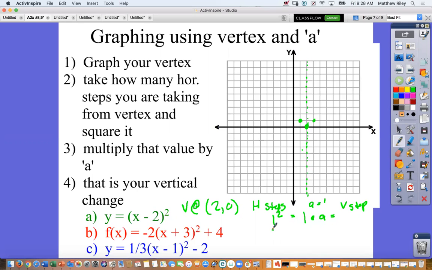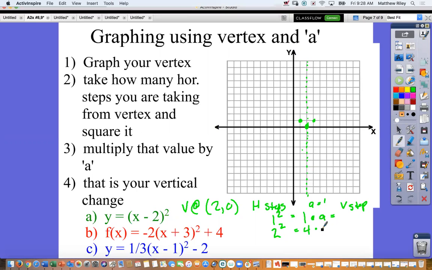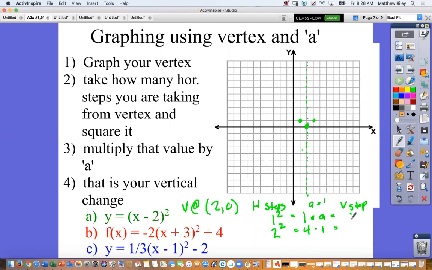So what if I take 2 horizontal steps? Then I square it, and 2 squared is 4. And again, I multiply that by my A value, and my vertical step is 4. So from the vertex, if I go over 2, I have to go up 1, 2, 3, 4. Over 1, 2, up 1, 2, 3, 4.